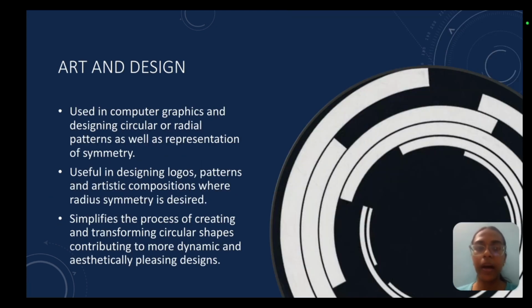Now let us look at the applications of polar coordinates in art and design. Polar coordinates are used in computer graphics and designing circular or radial patterns, as well as representation of symmetry. It is useful in designing logos, patterns, and artistic compositions where radial symmetry is desired. It simplifies the process of creating and transforming circular shapes, contributing to more dynamic and aesthetically pleasing designs.